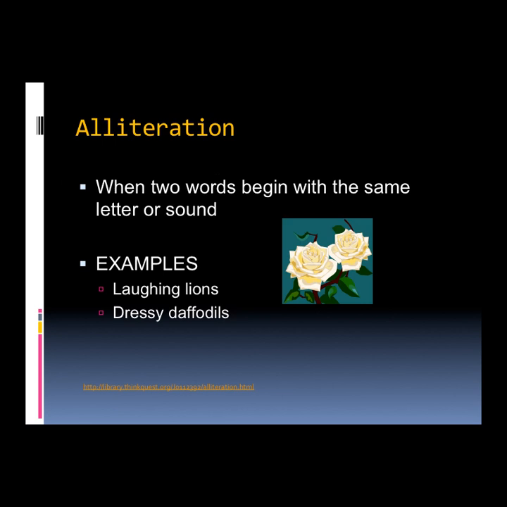Now we will talk about alliteration. Alliteration is when two words begin with the same letter or sound. For example, dressy daffodils or laughing lions. Another example would be crazy cats.